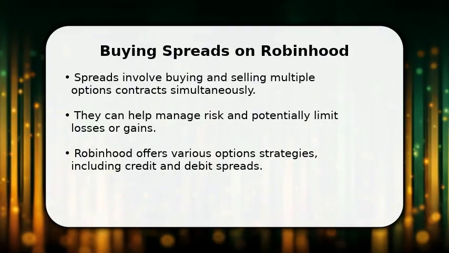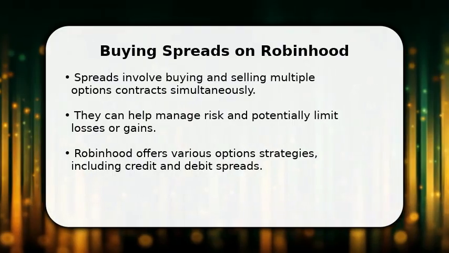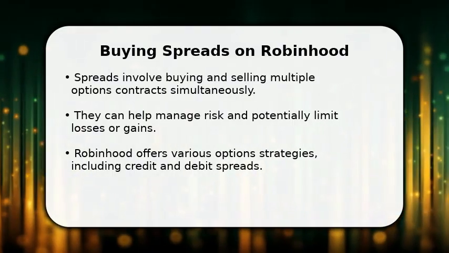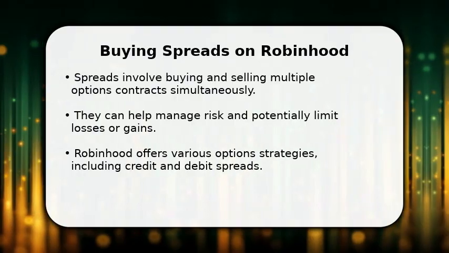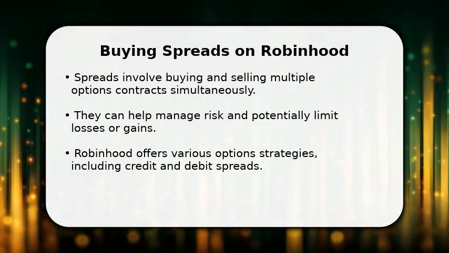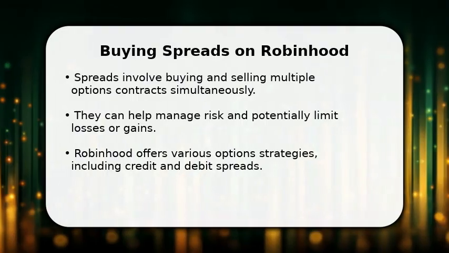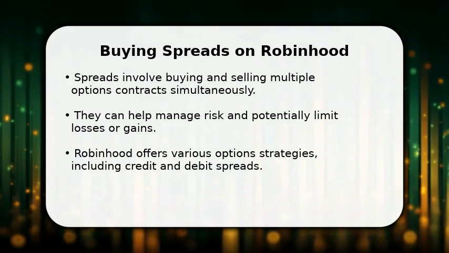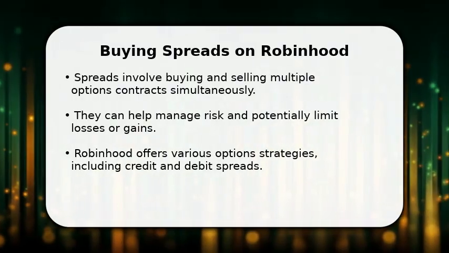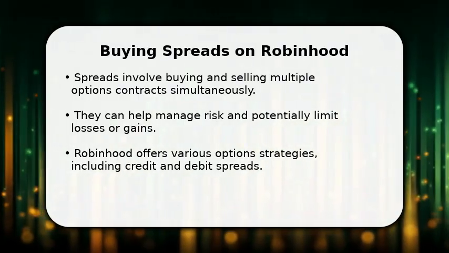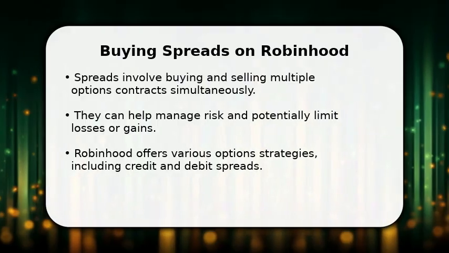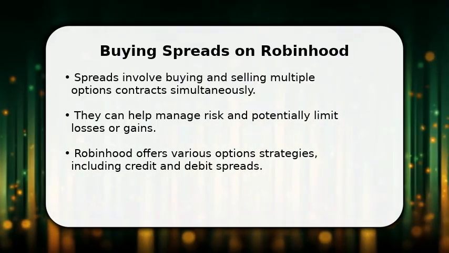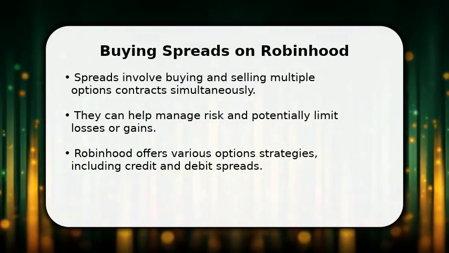In this video, I will explain how to buy spreads on Robinhood. Options spreads are a powerful way to trade, involving the simultaneous purchase and sale of two or more options contracts. This strategy allows you to define your risk and reward, potentially limiting both your maximum loss and maximum profit. Robinhood supports several types of spreads, such as vertical debit and credit spreads, which we will explore.